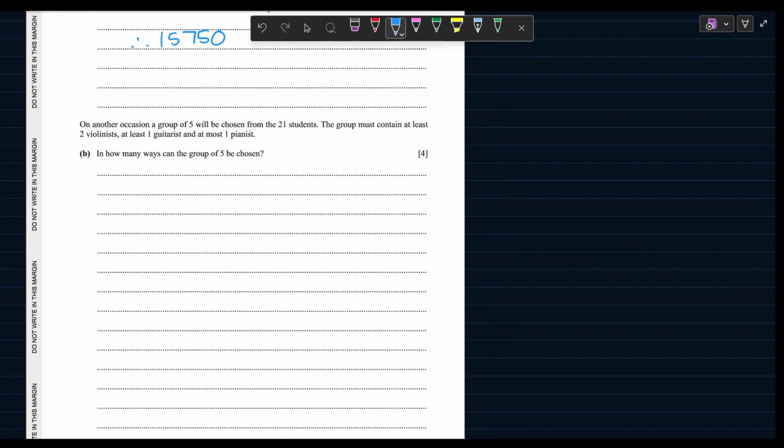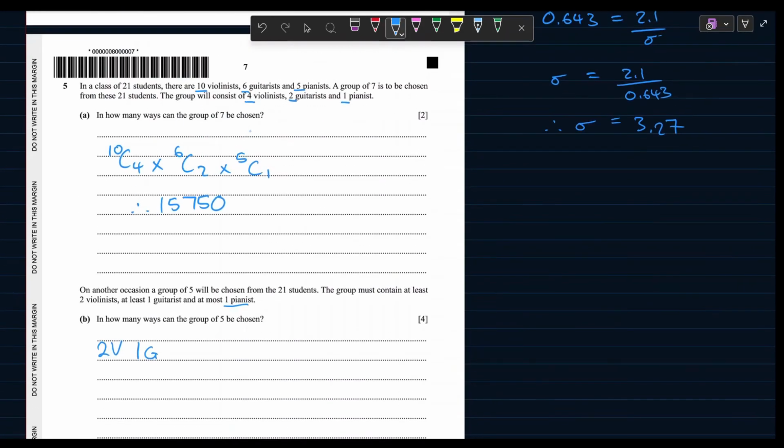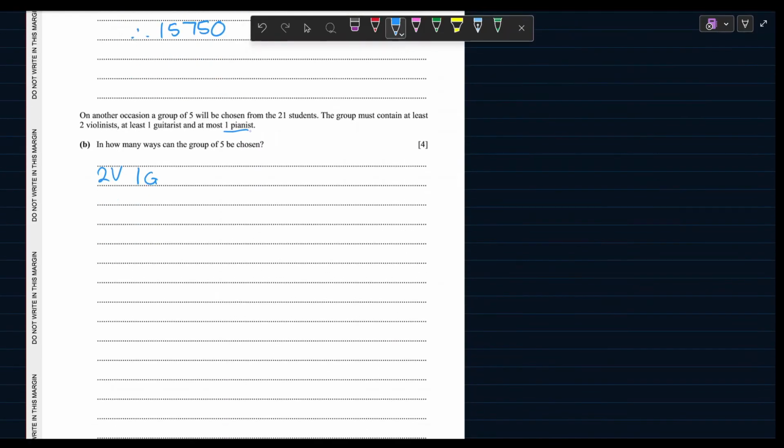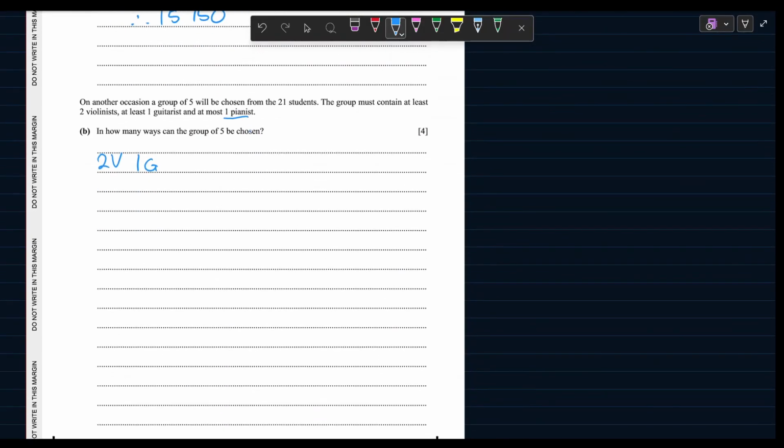Alright, so let's write down all the possible scenarios. So we can pick 2 violinists and have at least 1 guitarist, so 1 guitarist. Okay, so this scenario will not work because we can only have at most 1 pianist, and if I put 1 pianist here, we end up selecting 4 but want to pick a total of 5. So I can't have that scenario. So I'm going to go to 2 guitarists, which allows us to pick 1 pianist.